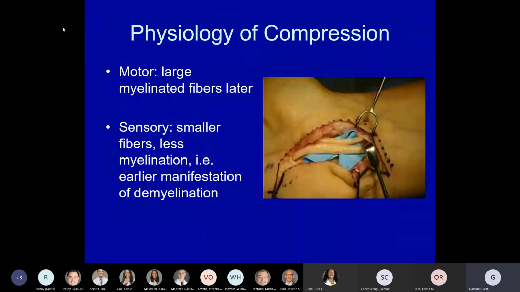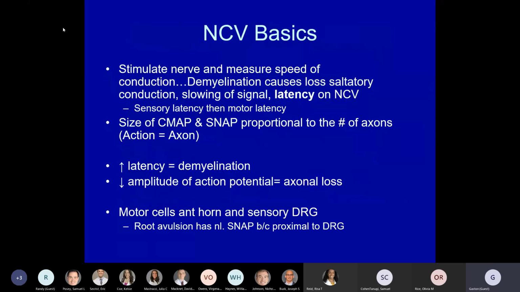Physiology of nerve compression, larger. So the motor nerves, if you remember, they're larger and they're myelinated versus the sensory nerves are smaller and they have less myelin. So when you think about nerve compression, which ones are more susceptible? It's going to be those sensory fibers. So that's why you typically see sensory changes sooner, and you'll typically see sensory EMG changes sooner.